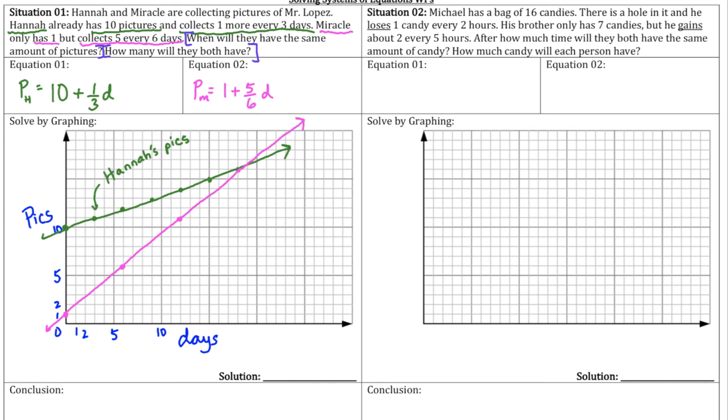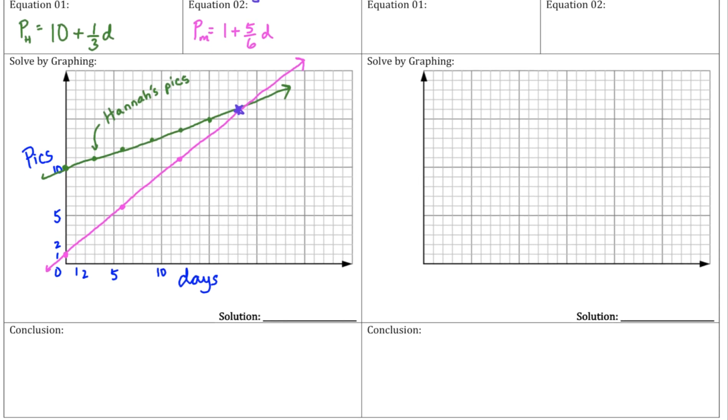Okay, and this is where they intersect right here. See, up 1/3, and then up 1, 2, 3, 4, 5/6. Yeah. So my solution is 10, 11, 12, 13. I should write that there. That's 13 days and 16 pictures. So 13 days, 16 pictures. All right, cool.